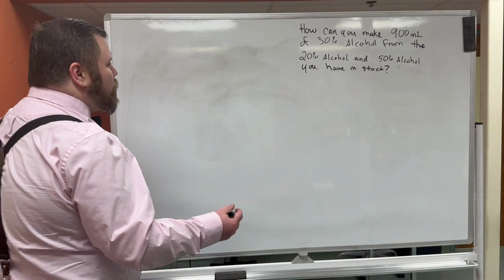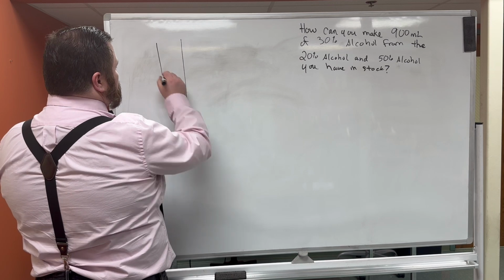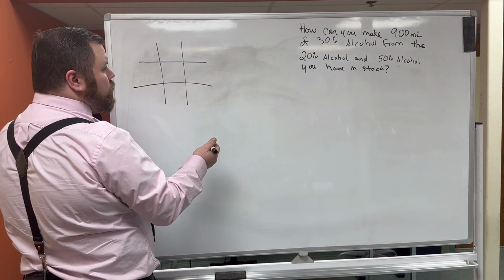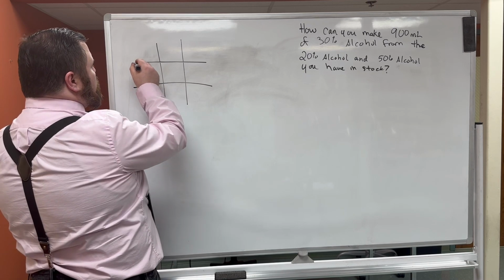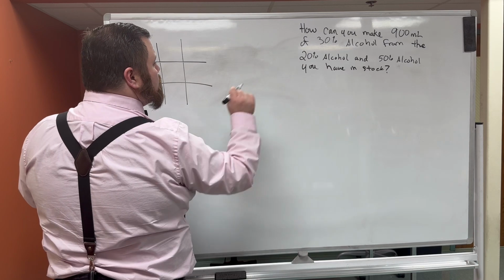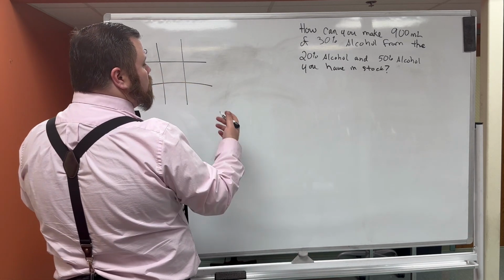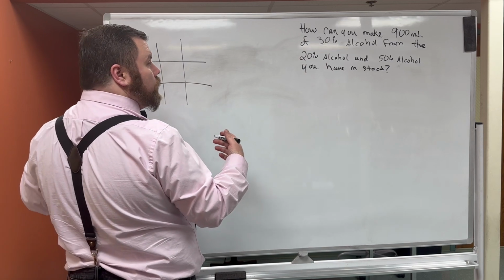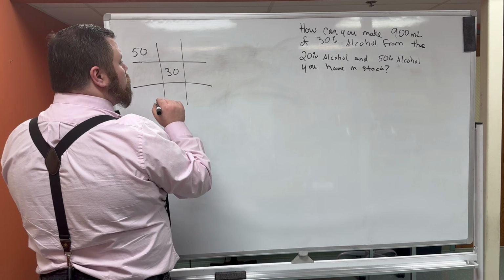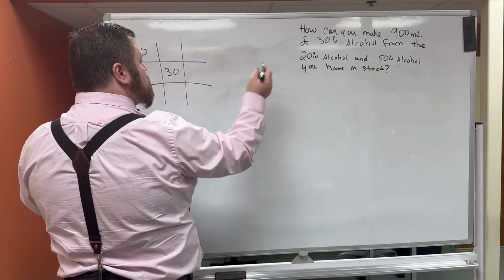So whenever you encounter an alligation problem, you want to set it up like tic-tac-toe. Once you have your tic-tac-toe board written, you need to fill in the blanks. So in the top left-hand corner, you want to put your highest concentration. In this case, you have 50. In the middle, you want to put your middle concentration, or the thing you're looking for. In this case, you're looking for 30. Then, on the bottom, you want to list your lowest strength. In this case, it's going to be 20%.